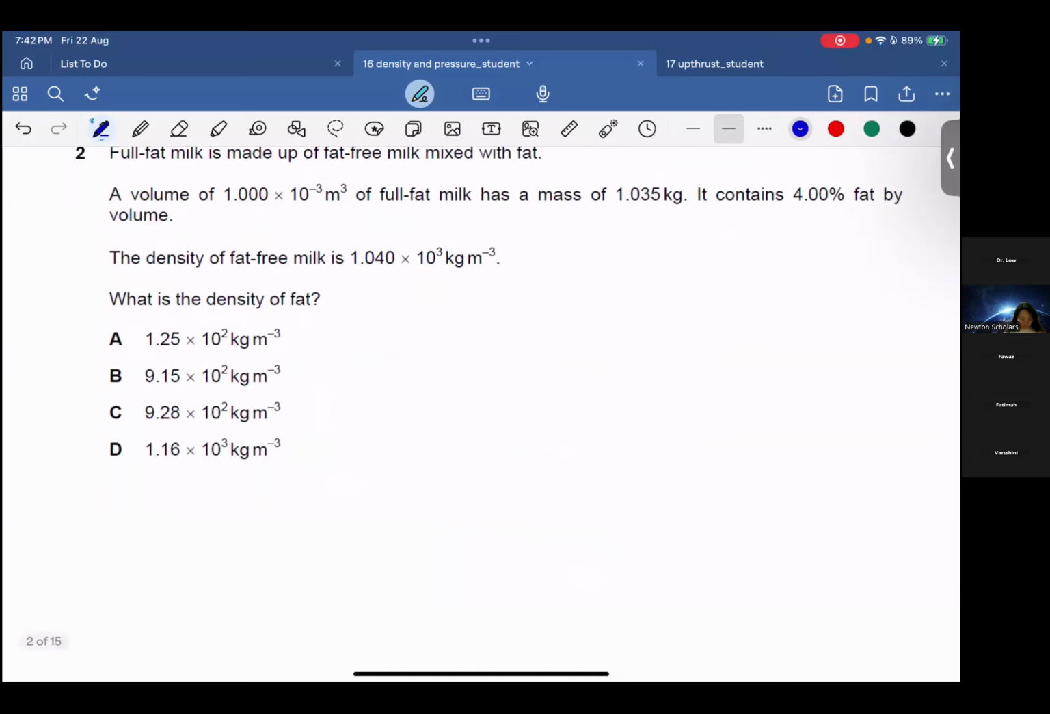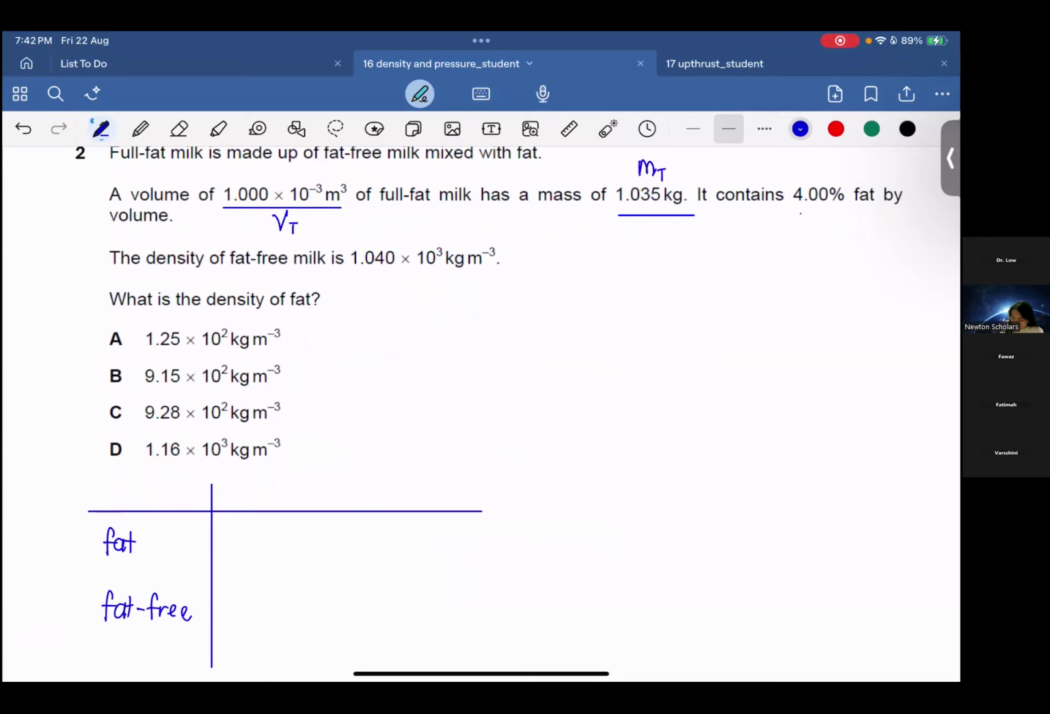So which means that here we have the fat and also the fat-free, two parts. Here, the volume of the full fat milk, that means the full fat has a total mass. So this is the total volume, and this is the total mass.